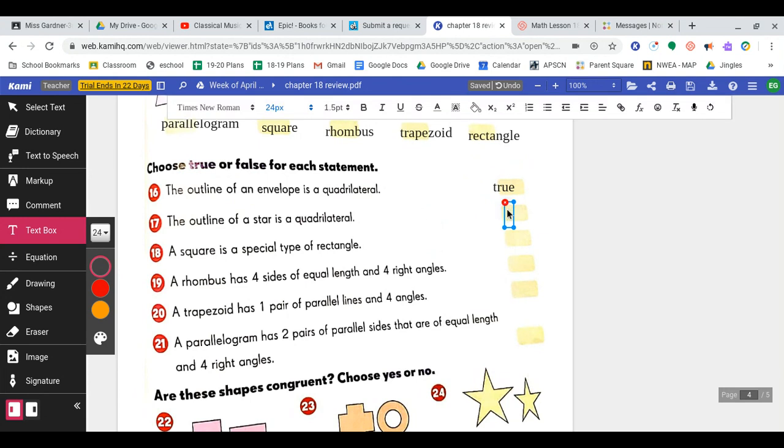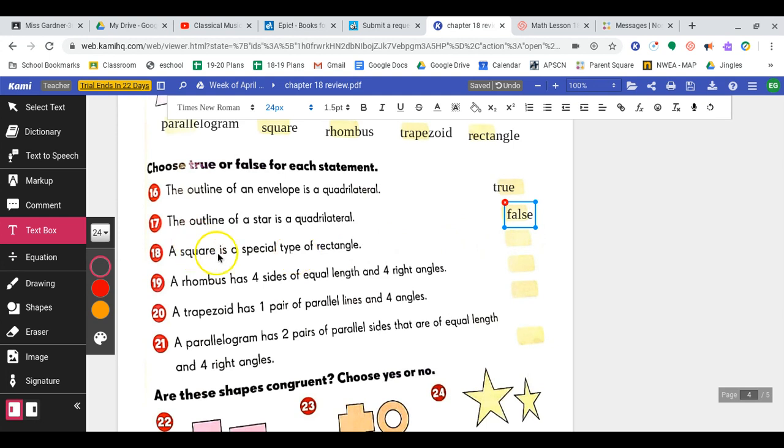The outline of a star, is that a quadrilateral? False. And you can see here how many sides a star would have. 1, 2, 3, 4, 5, 6, 7, 8, 9, 10. So not a quadrilateral. It has 10 sides, which is a decagon. I don't know if any of you know that one. Probably some of you do.